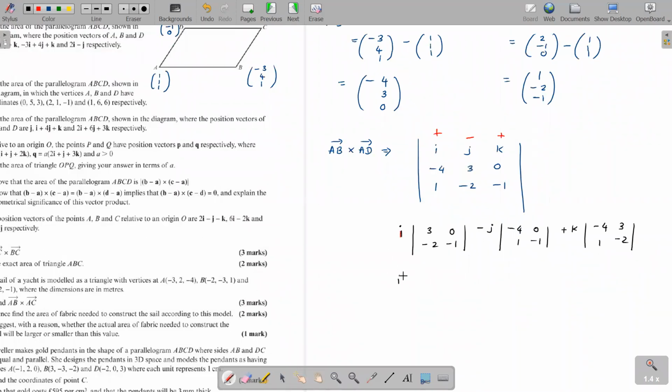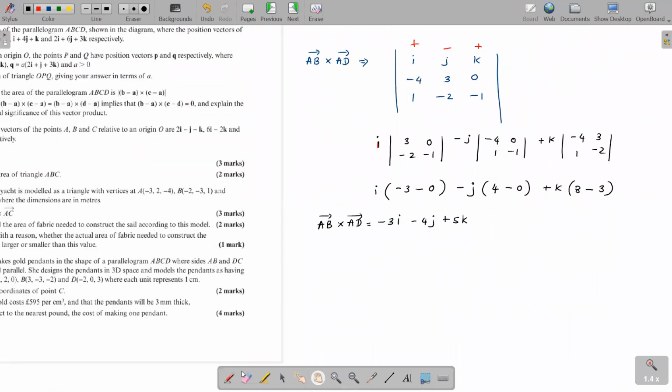Okay, then let's get the vector. So I get here 3 into minus 1 is minus 3, minus 2 into 0 is 0. Minus j times minus 4 into minus 1 is plus 4, minus 1 times 0 is 0, plus k times minus 4 into minus 2 is plus 8, minus 1 into 3 is 3. What do we get here? Minus 3i minus 4j, 8 minus 3 is plus 5k. So this is the AB cross AD.